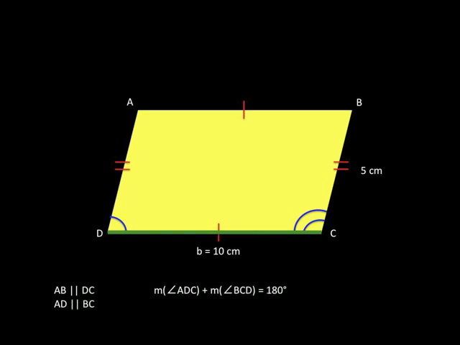Now let's find the height of the parallelogram. One important thing to remember is that the height of a parallelogram must be perpendicular to the base. The height is the altitude of the parallelogram and can be placed anywhere inside or outside of the parallelogram as long as it is perpendicular to the base. With parallelogram ABCD, the height is 4 centimeters.